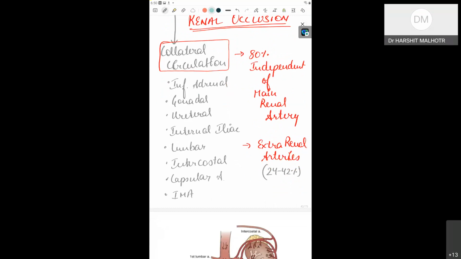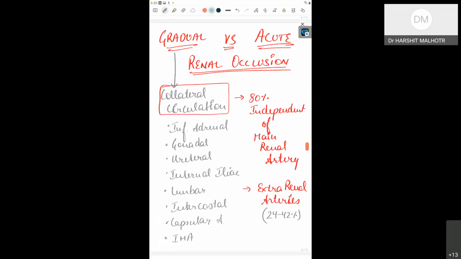Also, the extra renal arteries, which can be the adventitial arteries or accessory arteries, which are seen in 24 to 42% of cases, per se also help in salvaging the renal function in a case of gradual renal occlusion or even in acute renal occlusion, because then these are the arteries which become dominant and take care of the maximum renal vascularity.